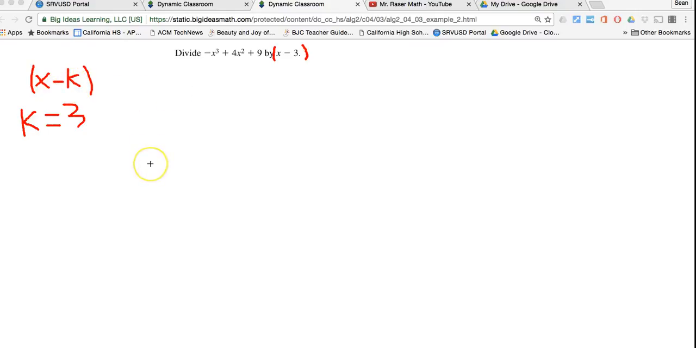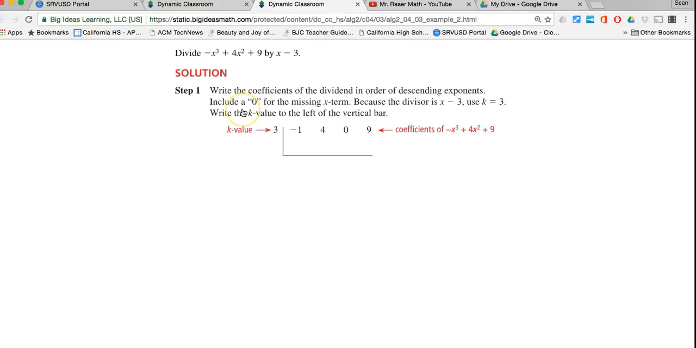Okay, so let's go ahead and set up synthetic division right now. What we're going to do first is write the coefficients of the dividend, which is this number right here. We're going to write them in descending exponents. Just like we had to do with long division, if there are any missing terms, we're going to write a 0 for them. So in this case, we're missing x to the first power, so we're writing a 0 in for x.